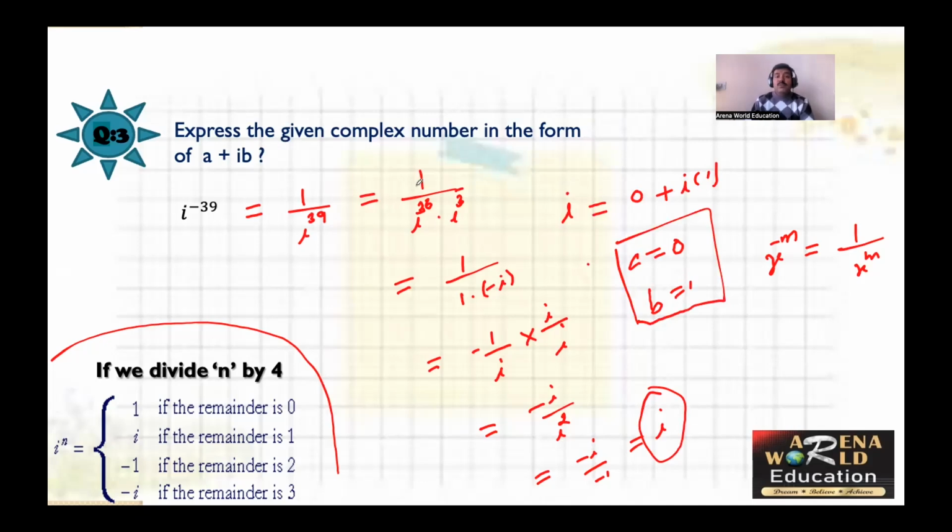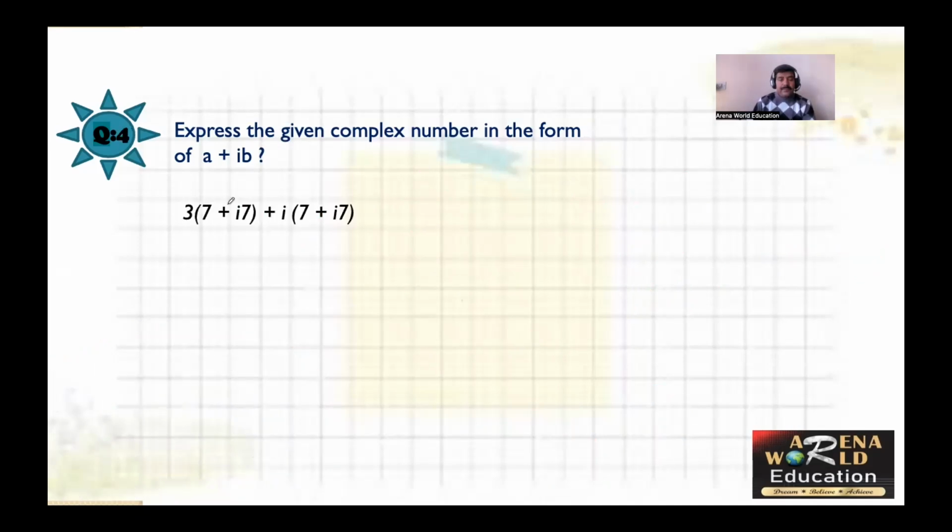Right? So this is what? This is a purely imaginary number, because here the real part a is equal to 0 and we are having only the imaginary part. I hope everybody is clear. Let us move to question number 4.